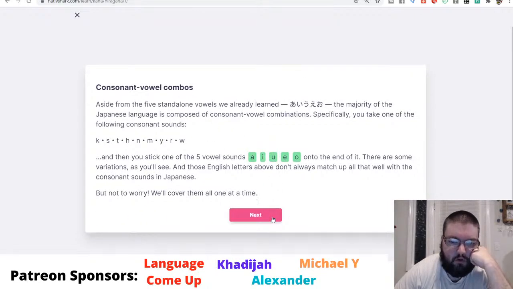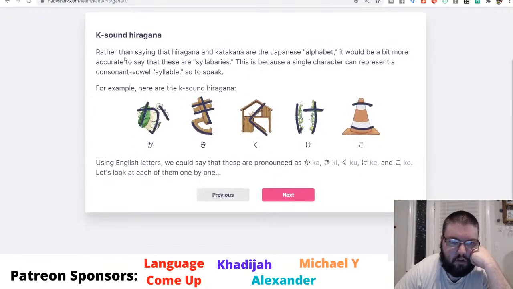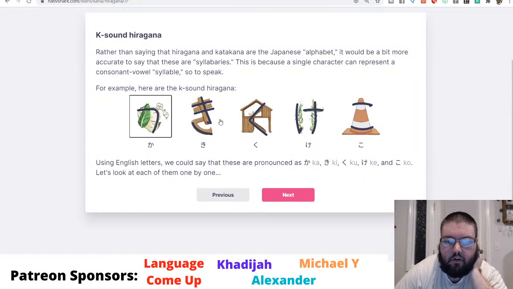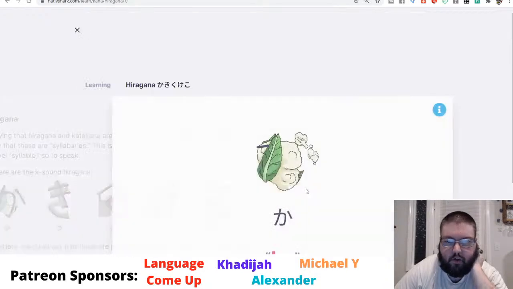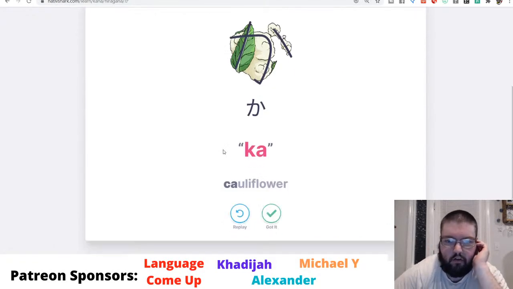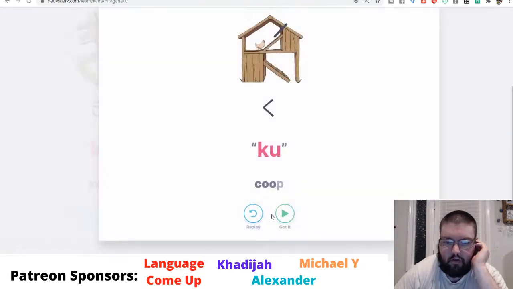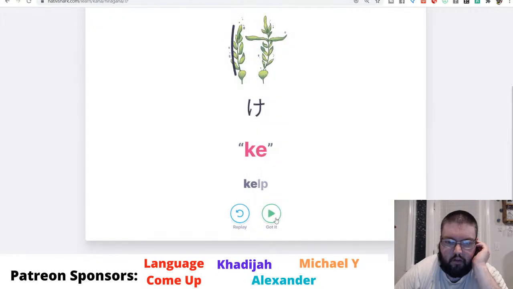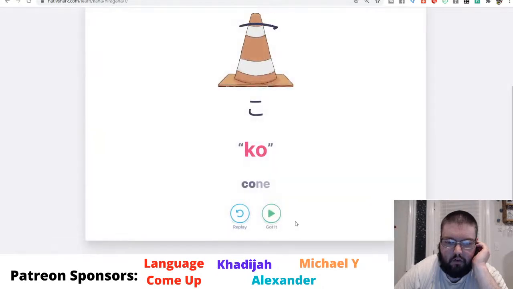Consonant vowel combos. I'm pretty good with this stuff. Rather than saying hiragana, ka, ki, ku, ke, ko, say characters, for example, using letter. Okay. Ka. If you guys want to ask questions while I'm going through this, I will answer your questions while I'm going through this. I just want to get through some of these lessons. That way I can get into ki, ku, ke, ko.